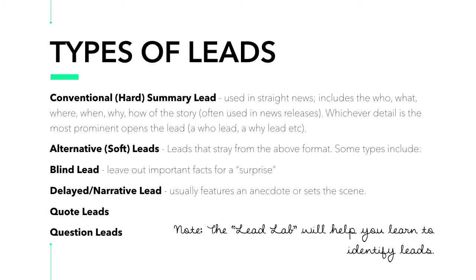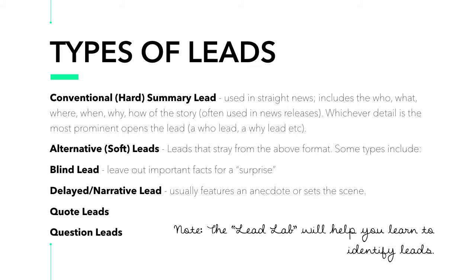Conventional summary leads include the who, what, where, when, why, and how of the story. Okay, whichever detail is the most prominent usually opens the lead. So you could have a who lead, or a why lead, or a how lead. A who lead is going to talk about the person or the people involved first. A what lead is probably the most common, and that's what's going on. We're having XYZ type of event. That would be sort of a what lead, or a lead that features and leads off with the what.